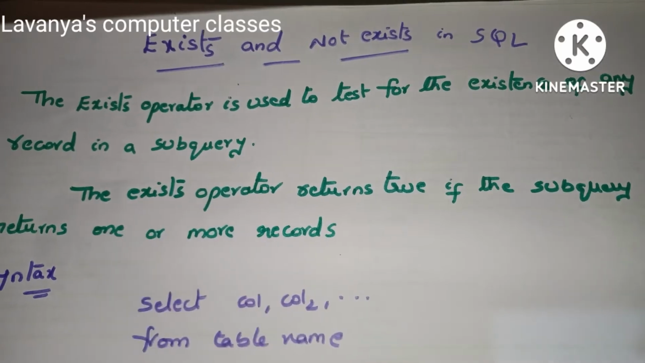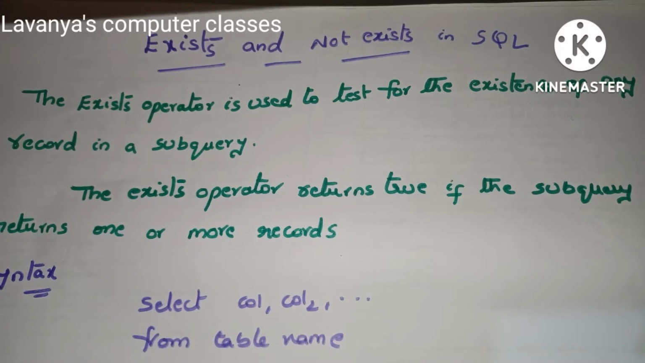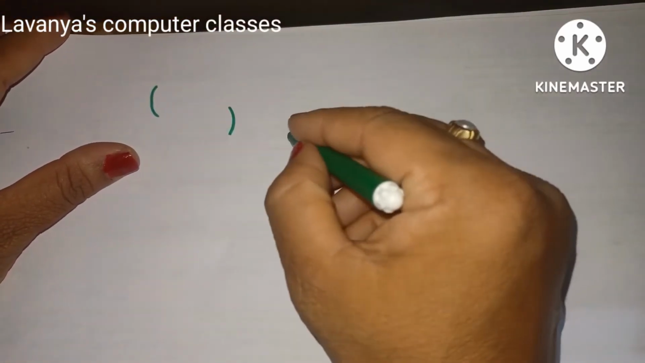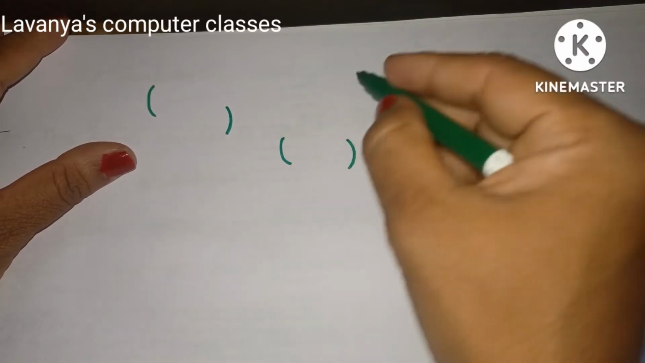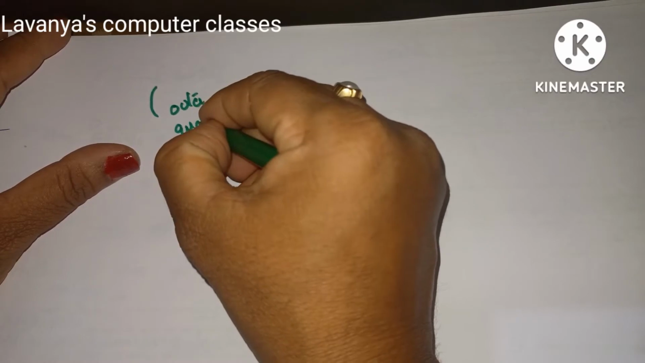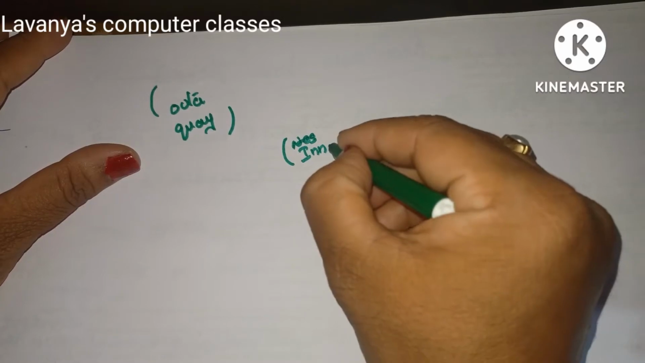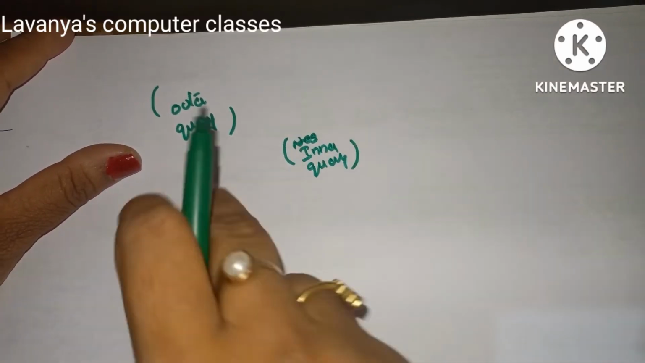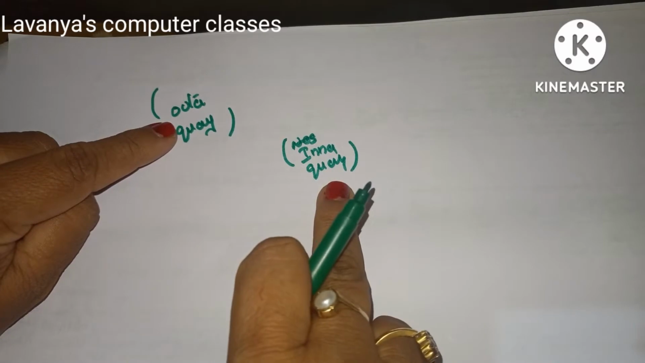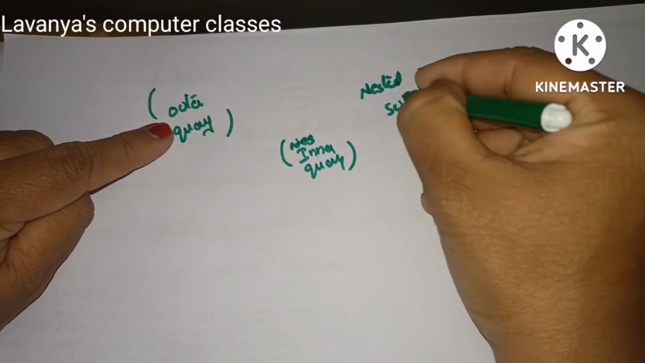What is a subquery? A subquery is also known as a nested query. A query within another query is known as a subquery or nested query. So you are writing the query like this. This query contains another query, and it is called a nested query. This is called the outer query, and this is known as the inner query. Any query that contains another query is known as a nested query or subquery.